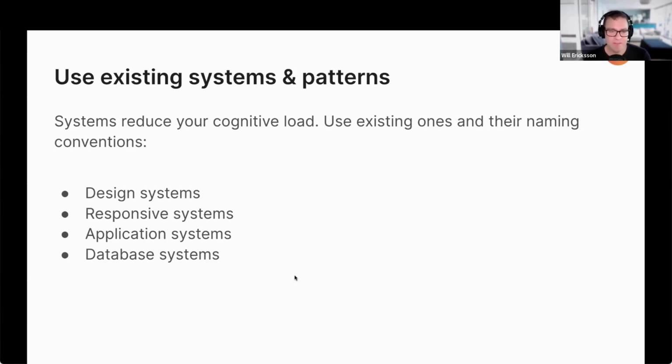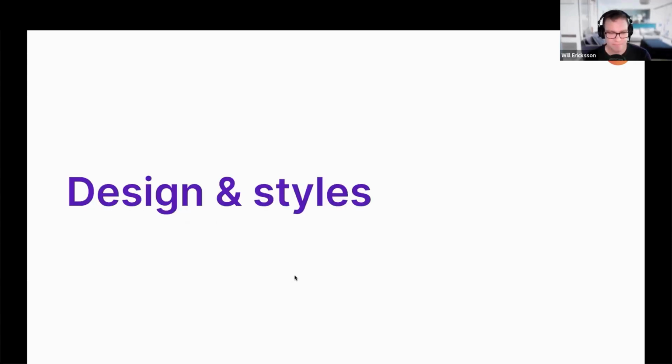So you may have heard of design systems. That's pretty common. Responsive systems are part of design systems, really. Then there are application systems, things like authentication, logging, ordering, notification systems, messaging systems, and then database systems, which tie into application systems. So we don't need to reinvent these all the time. I'll give some examples of that in a minute. So let's look at design and styles first.